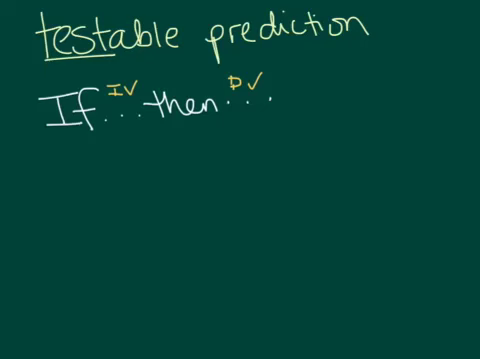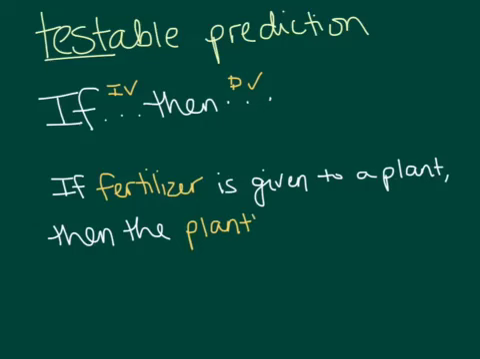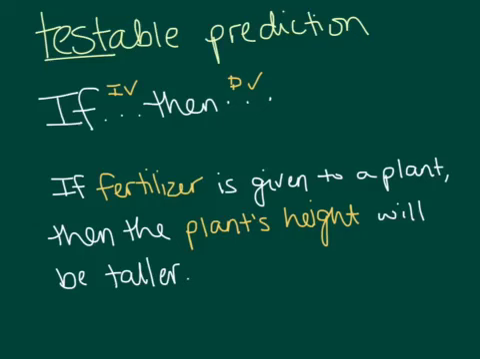So if we were to think about the plants from our controlled experiment video, we could say if fertilizer, right, because that was the independent variable, is given to a plant, then the plant's height will be taller. Maybe not the best worded hypothesis, but you get the idea.